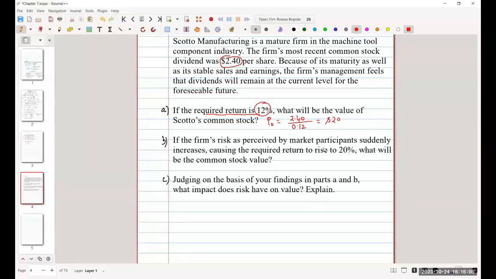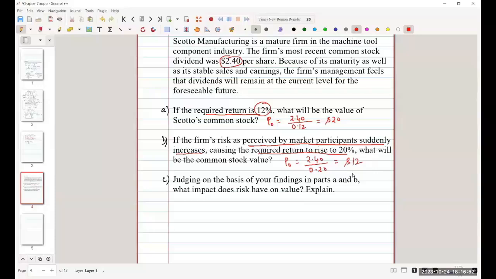In return, what you were promised is that you will continue to receive a dividend of $2.40 per share every time the dividend is declared. Part B, if the firm's risk, as perceived by the market participants, suddenly increases, causing the required return to rise to 20%, what will be the value of the common stock? So we can repeat. And if you do this, then this will be 2.40 divided by 0.20, $12.